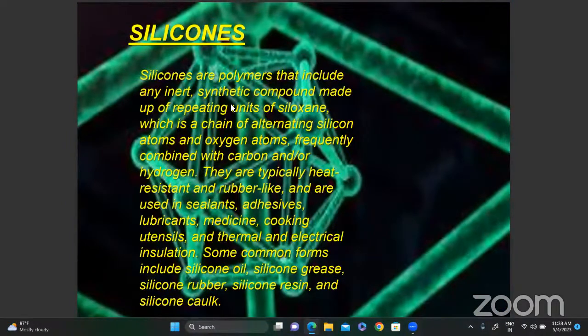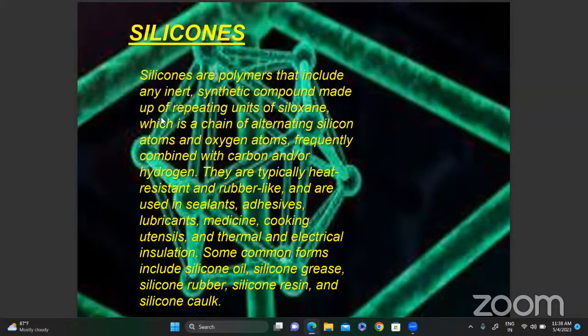So silicones. Silicones are also another compound of silica. Here, silicones are polymers that include any inert synthetic compound made up of repeating units of siloxane. Silicones are very important. It is a chain of alternating silicon atoms and oxygen atoms, which are frequently combined with carbon or hydrogen.